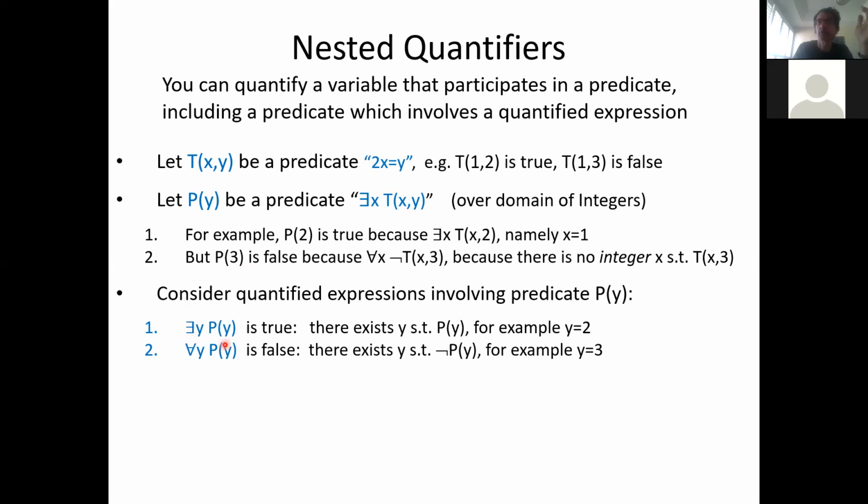But this statement is not true. It's falsified by y equals 3, as we have just gone over, right? P of 3 is false, so therefore this is false. Any odd integer is a proof that this statement is false, right? Because take any odd y, p of that y does not hold, because there is no x that multiplied by 2 gives you an odd integer.